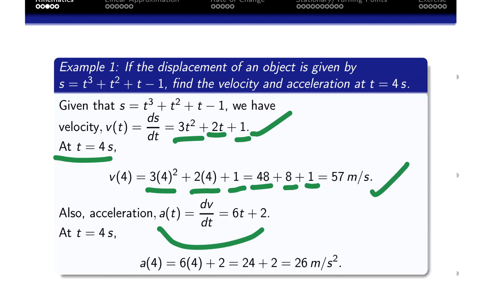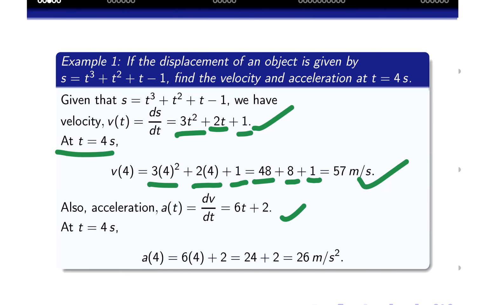And then at time t equals 4 seconds, just put 4 wherever you find t. So you have 6 times 4 plus 2. 6 times 4 is 24 plus 2, that's 26 meters per second squared. So for the object doing that motion, the acceleration at time t equals 4 seconds is 26 meters per second squared. And there you go. All right.